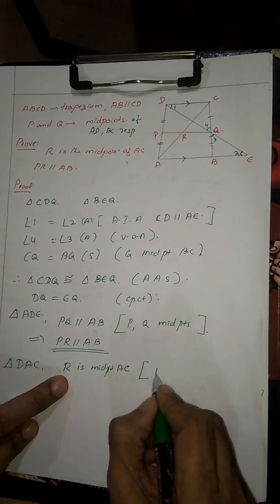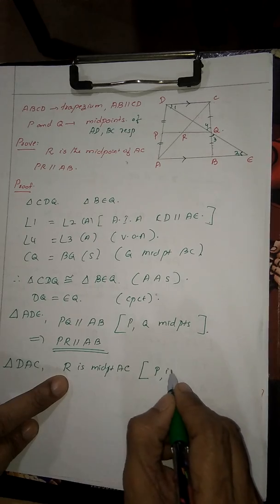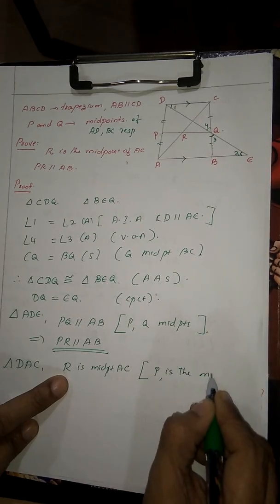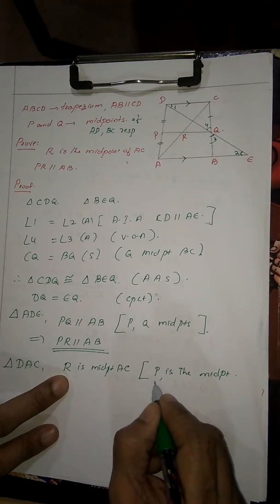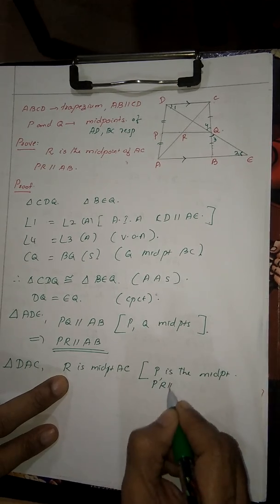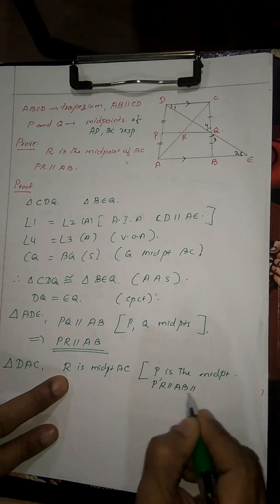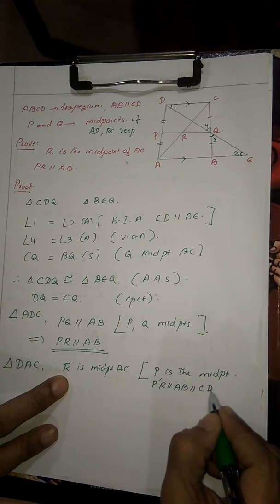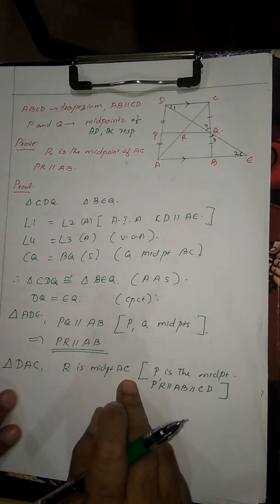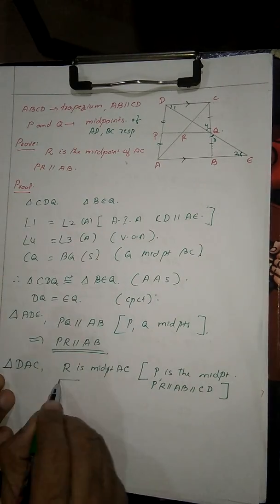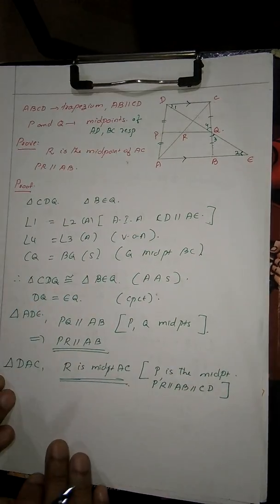The reason is P is the midpoint. Then PR is parallel to AB. AB is parallel to CD. So using the midpoint theorem, R is the midpoint of AC. So we have proved the other criteria also.